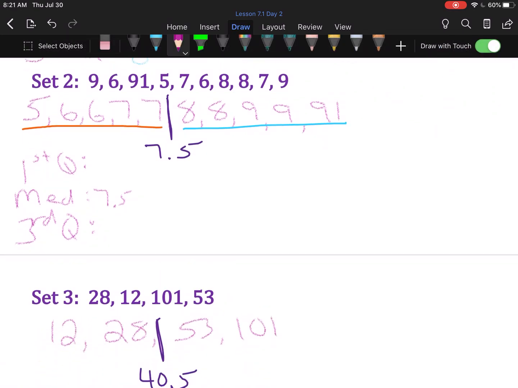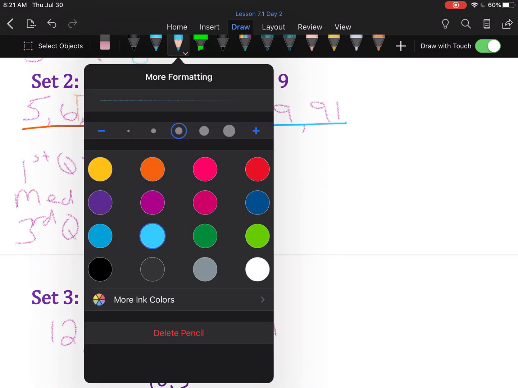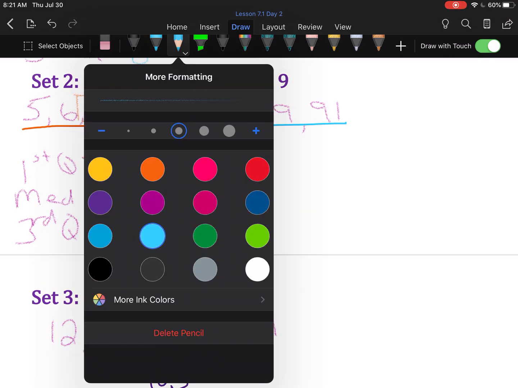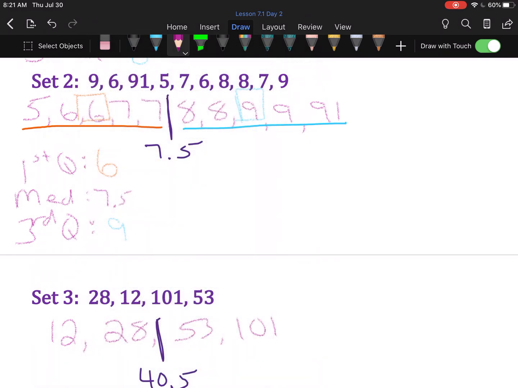So now I have to go and say, okay, what's the middle of the bottom set of numbers? Well, it's that 6. And what's the middle of the top half of numbers? It's that 9 I just boxed. So those are the quartiles. And the interquartile range, again, is the third quartile minus the first quartile. So that's 9 minus 6 here, and that is 3.